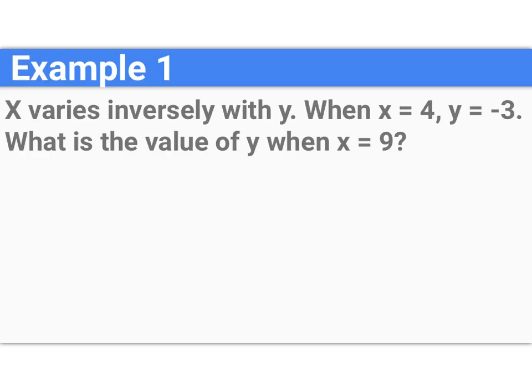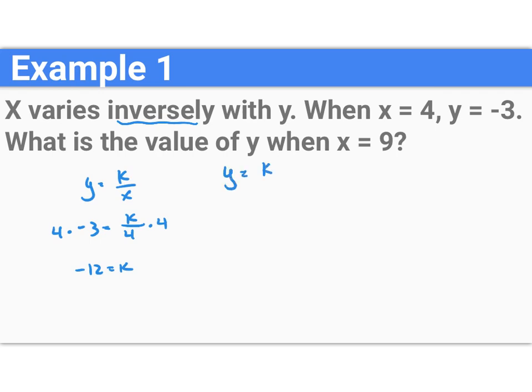And so let's deal with our first example. We know that we're dealing with inverse variation. X varies inversely with y. When x equals 4, y equals negative 3. What is the value of y when x equals 9? So with inverse variation, y equals k over x. So let's find our k. They give us negative 3 equals k over 4, since x is 4. So now we have to solve. We multiply both sides by 4. Negative 12 equals k.